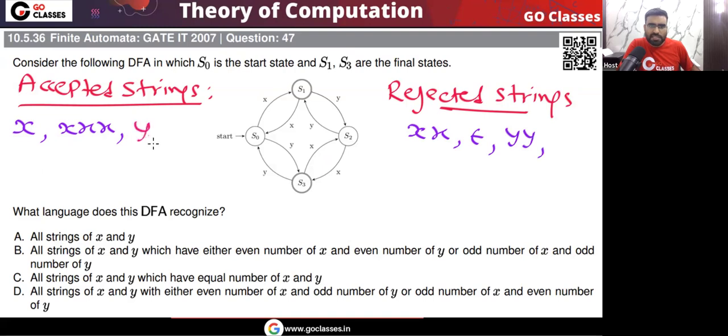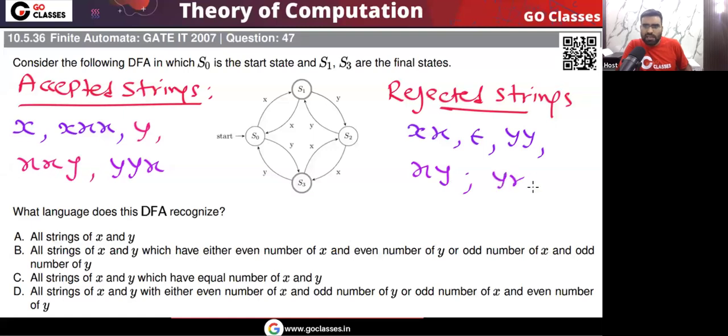You can easily see Y is an accepted string. You can see that XXY is accepted. YYX is accepted. And you can see that XY is rejected. You can see YX is rejected. So like this. I hope this point is clear. So you can easily see that option A is gone, which you already know. Tell me, what about option B?